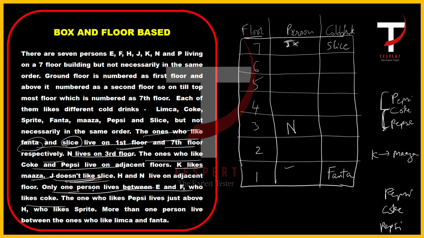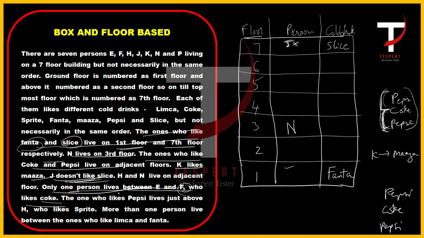See what is given here. Only one person lives between E and F who likes Coke, right? So F likes Coke here. So we consider this the same arrangement. It can be either Pepsi or Coke, or Coke and Pepsi, right?